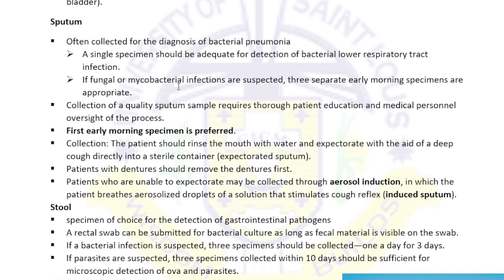Collection of a quality sputum sample requires thorough patient education and medical personnel. First early morning specimen is the preferred one. So, the medical technologists who give the instructions must instruct the patient to rinse the mouth with water and expectorate with the aid of a deep cup directly into the sterile container. That should be expectorated sputum and not salivary, because if it is only saliva, it lowers the chance for us to see the AFB. Although, we no longer recheck salivary samples. Patients with dentures should remove their dentures first. Patients who are unable to expectorate may be collected through aerosol induction, in which the patient breathes aerosolized droplets of a solution that stimulates the cough reflex, so that is already induced sputum.